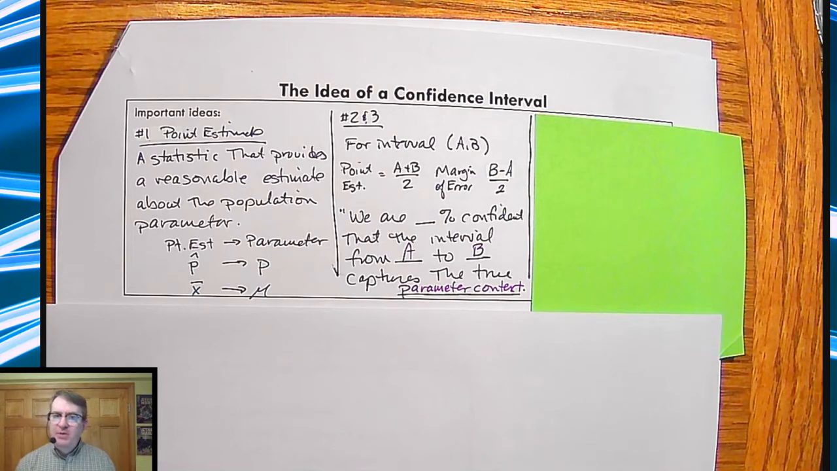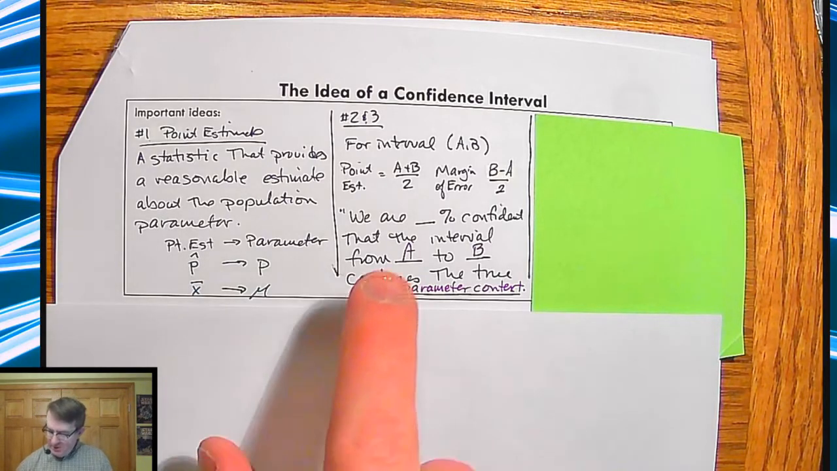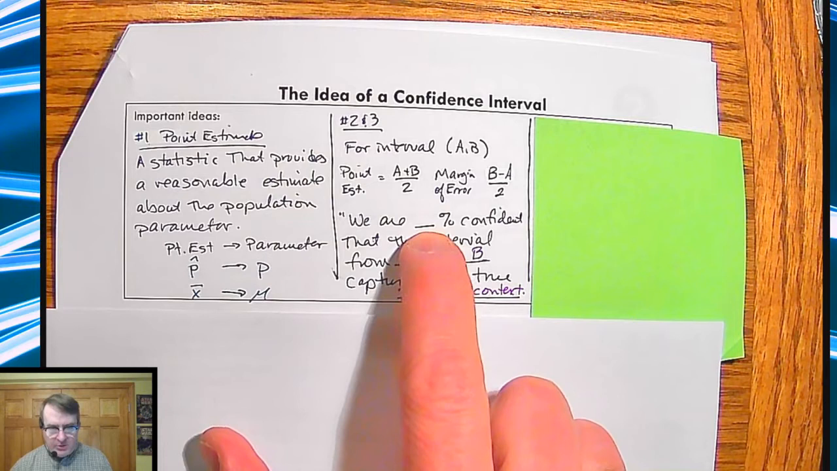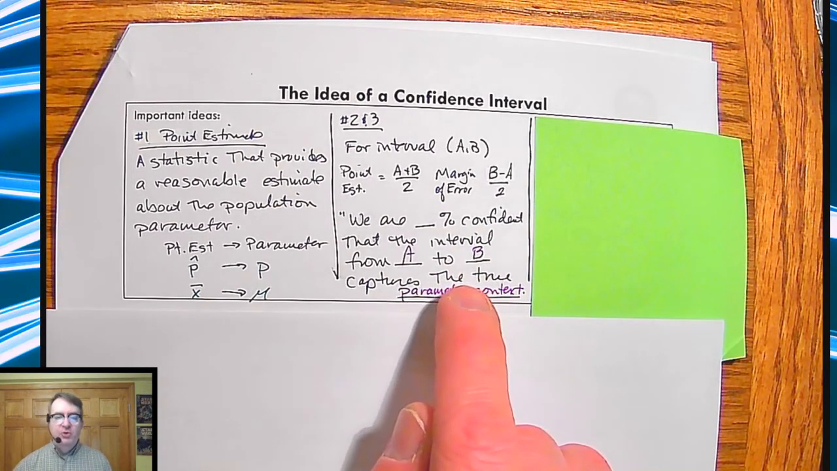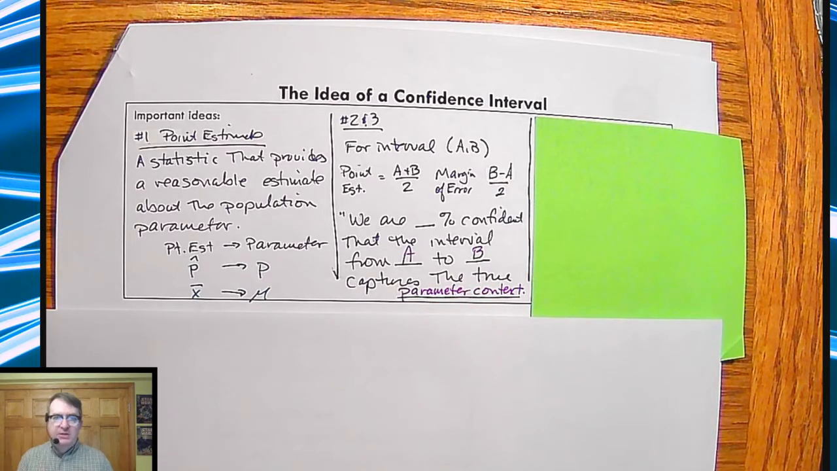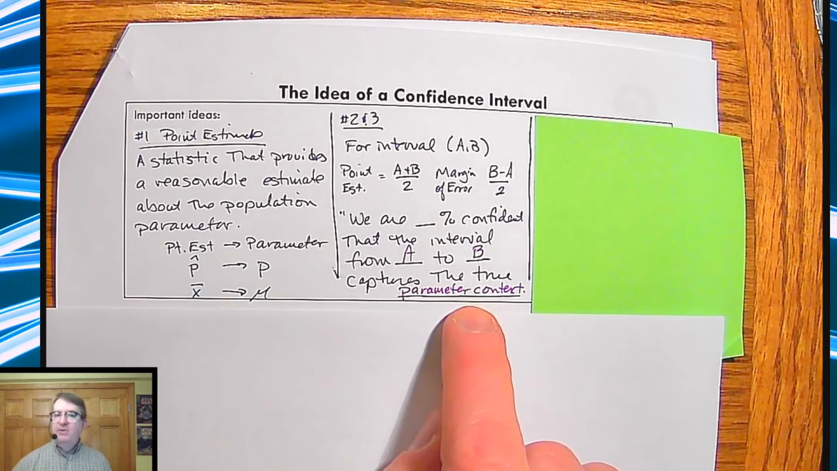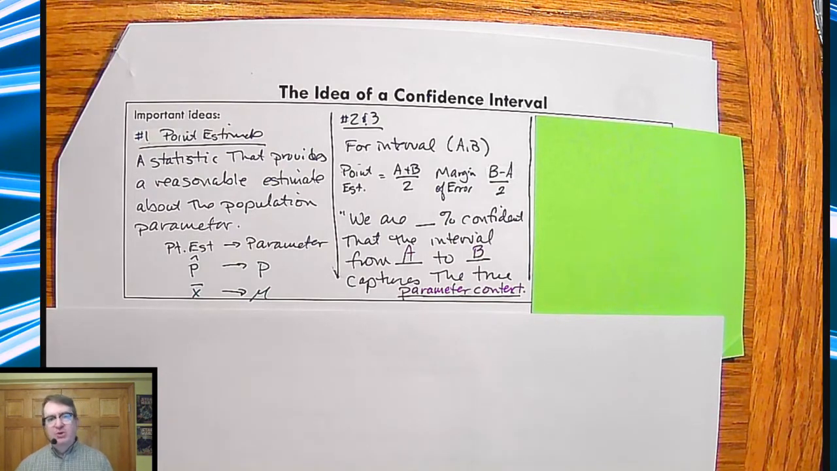This next part is the part that you need to have just in your gut. You just need to know this, and you will by the time we get through the exam. We are a certain percentage confident that the interval from A to B captures the true, and then you're going to have the parameter context there. This parameter context is not going to be a simple word or two. It's going to be a fairly in-depth phrase that will refer back to the original situation. Just giving numbers as answers isn't going to be good enough. And we'll go through an example here in a second.